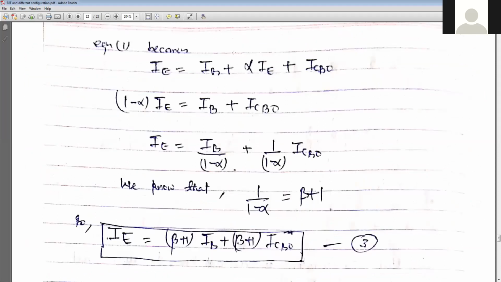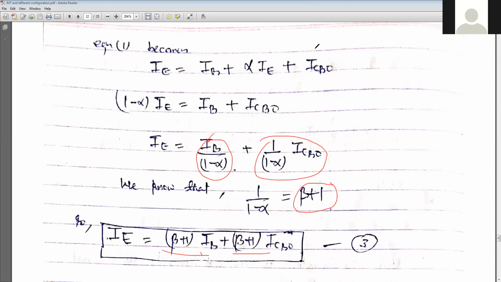Okay. So now I will divide by this 1 minus alpha, and so this will become IB upon 1 minus alpha, and this will become ICBO upon 1 minus alpha. So 1 upon 1 minus alpha is nothing but beta plus 1. We have used this expression in the common emitter. So it is beta plus 1, and this is also beta plus 1 times ICBO.